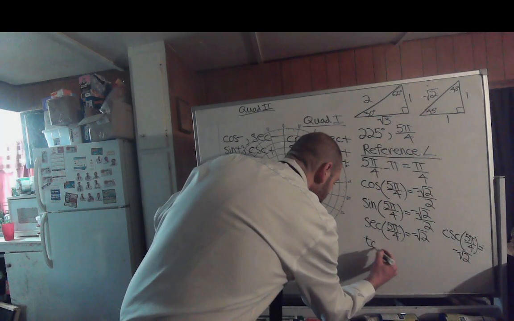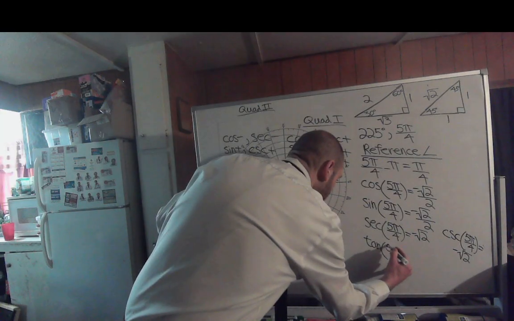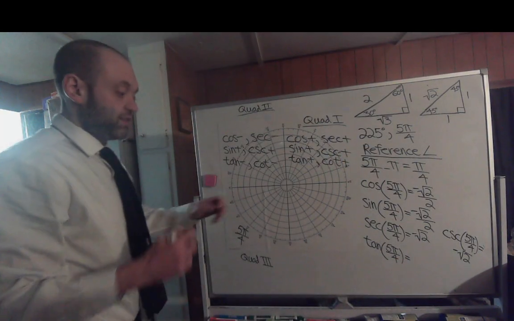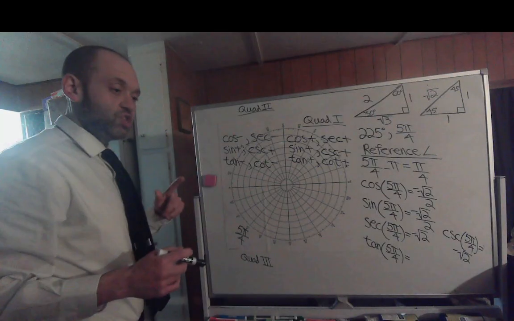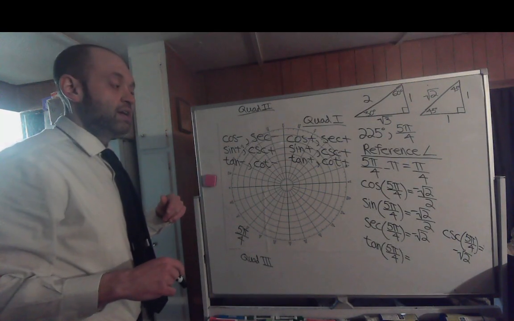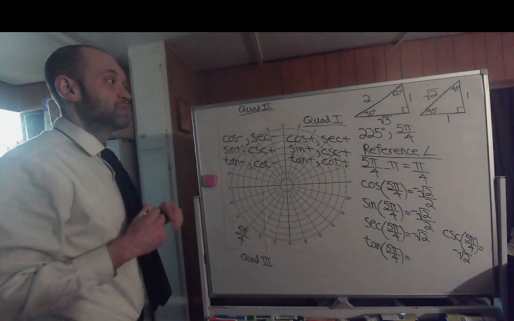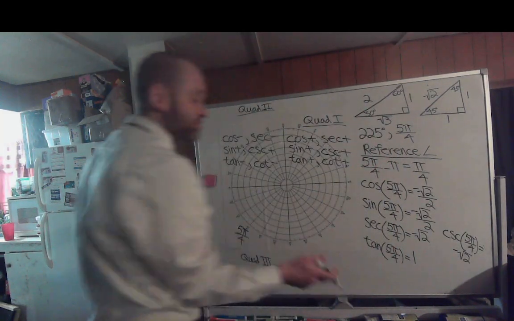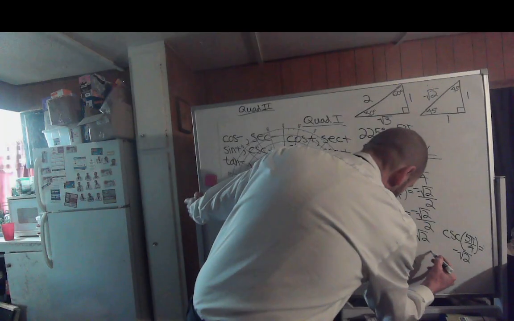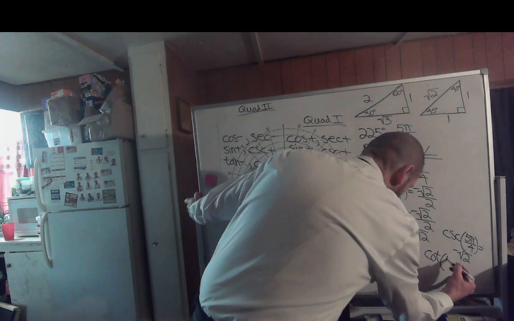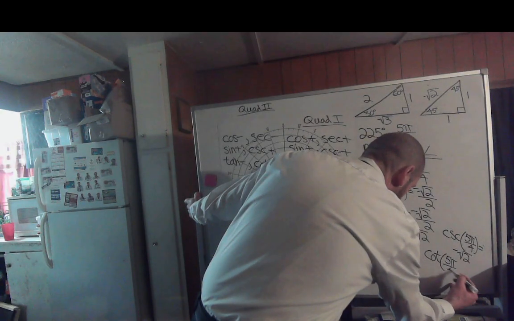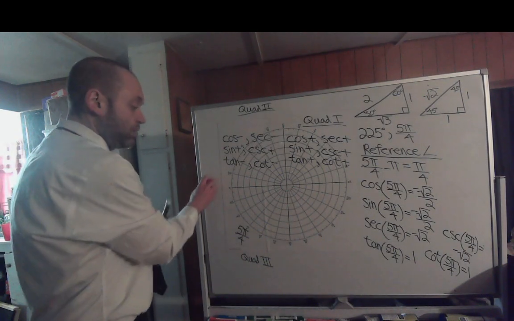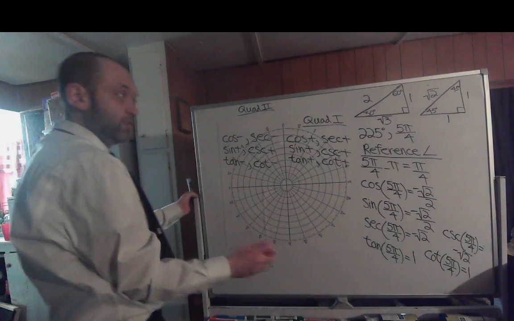Now let's find the tangent of 5 pi over 4. It's interesting in the third quadrant because tangent is sine over cosine. Negative divided by negative is positive. So you're actually going to get positive 1 for your tangent of 5 pi over 4. And then cotangent's just 1 divided by tangent, which means your cotangent is also going to be positive 1. I've got one more angle in the third quadrant, then we'll move on to the fourth.